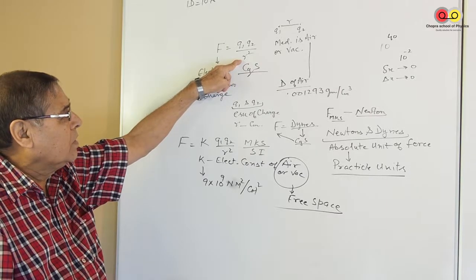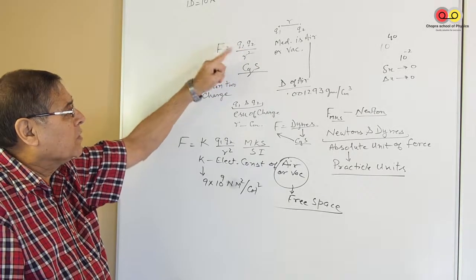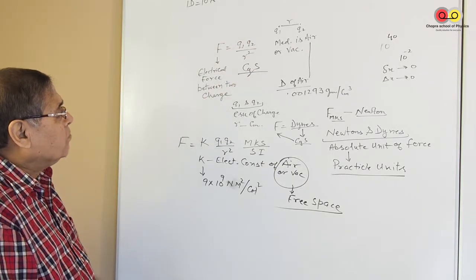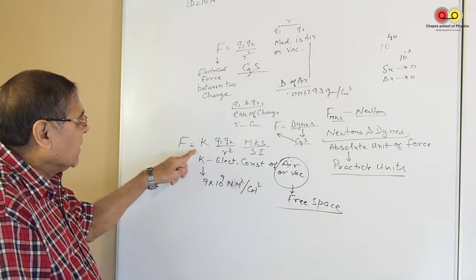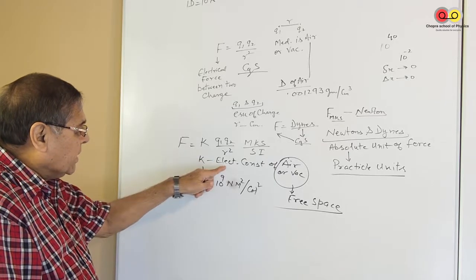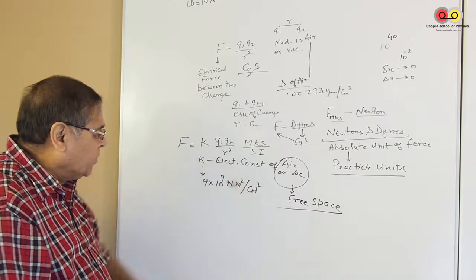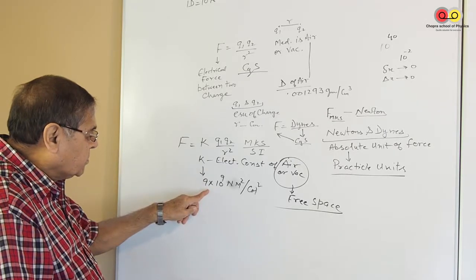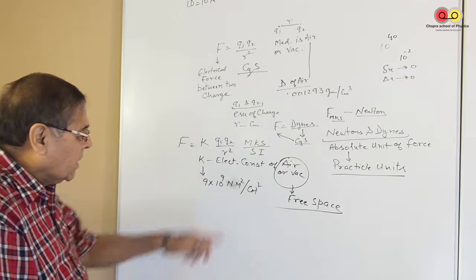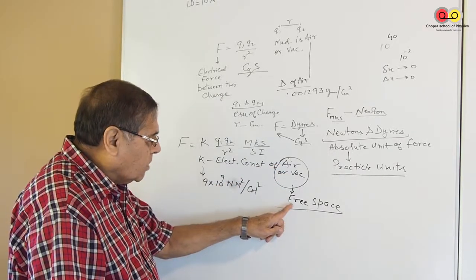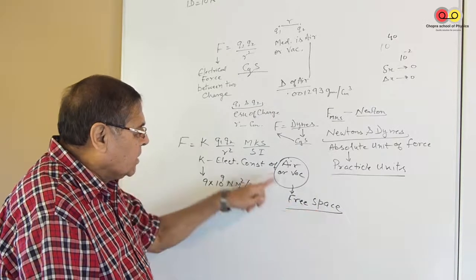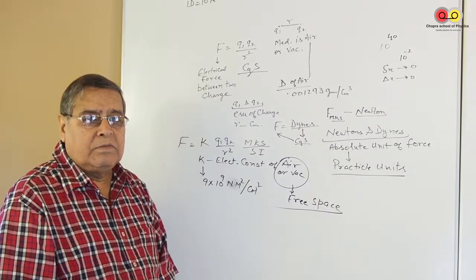So what I have explained here is that force is the product of charges divided by the square of distance, and Q1 and Q2 are the two charges and they are separated by a distance r. The medium is air, and here in MKS we are using K Q1 Q2 by r square. K is the electrical constant of air or vacuum. The value of the electrical constant is 9 into 10 to the power 9 Newton meter square per Coulomb square. Air or vacuum are also known as free space. So in any question where free space is written, our assumption will be that it is air or vacuum.